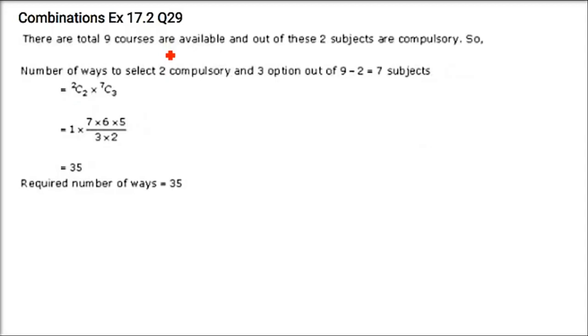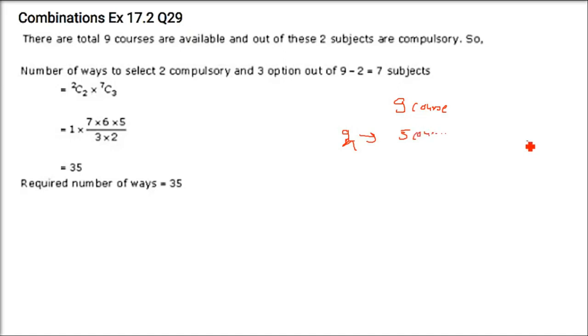In how many ways can a student choose a program of 5 courses if 9 courses are available? 9 courses are available. The student has to take 5 courses. 2 are specific courses, compulsory to every student.